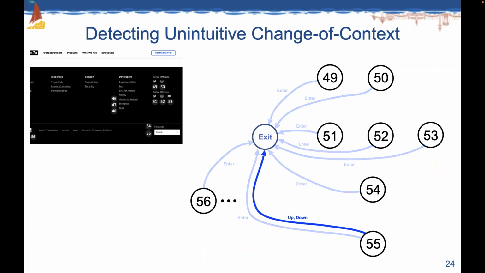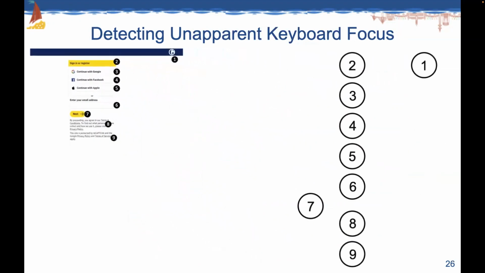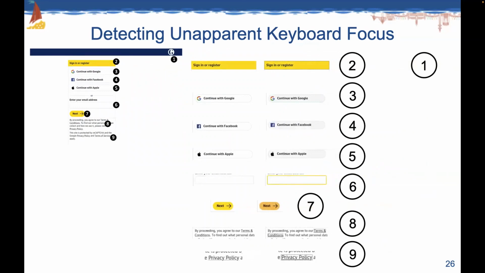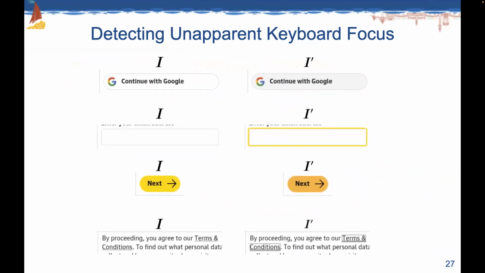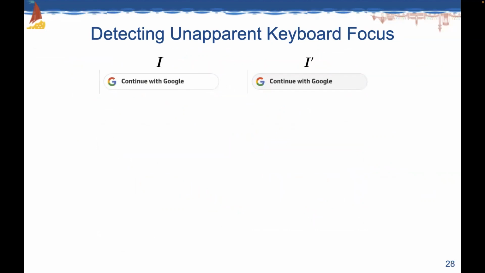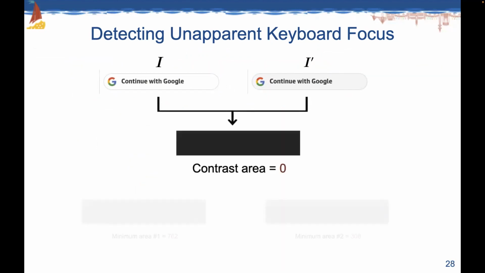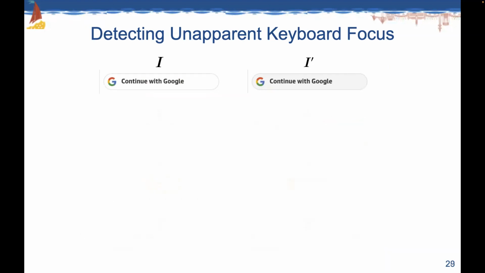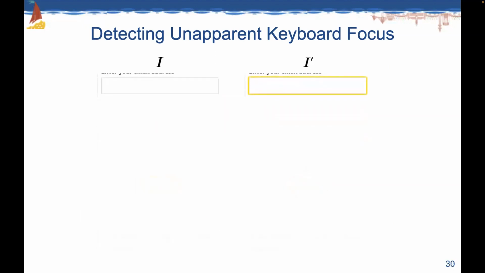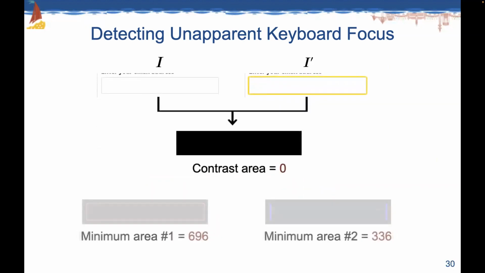To detect unapparent keyboard focus KNFs, we examine the visual representation model represented by screenshots of every element both before and after they are set to focus. The analysis identifies the visual differences between the before and after screenshots by checking if the contrast area is above the 2 minimum area thresholds defined by WCAG for sufficient visible focus. For the Google button example, the contrast area does not pass either threshold. The same applies to the yellow focus ring that outlines the email text box.